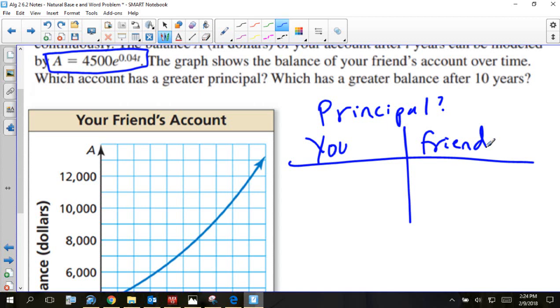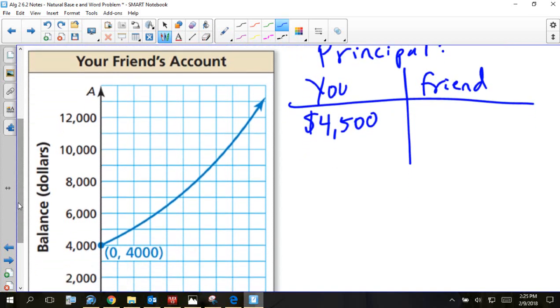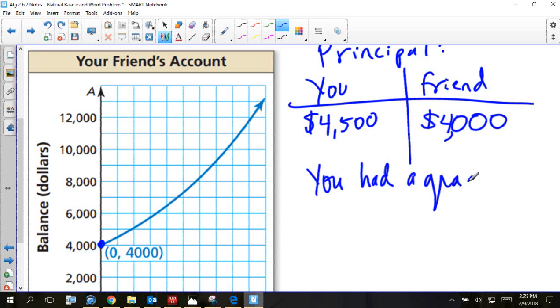Okay. Principal. That's the amount you put in. How much money did you put in? $4,500. From the equation, it's that big number right in front. You put in $4,500. How much did your friend put in? 4,000. That's their starting amount. At 0 time, your friend put in $4,000. So who put in more money? You had a greater principal.